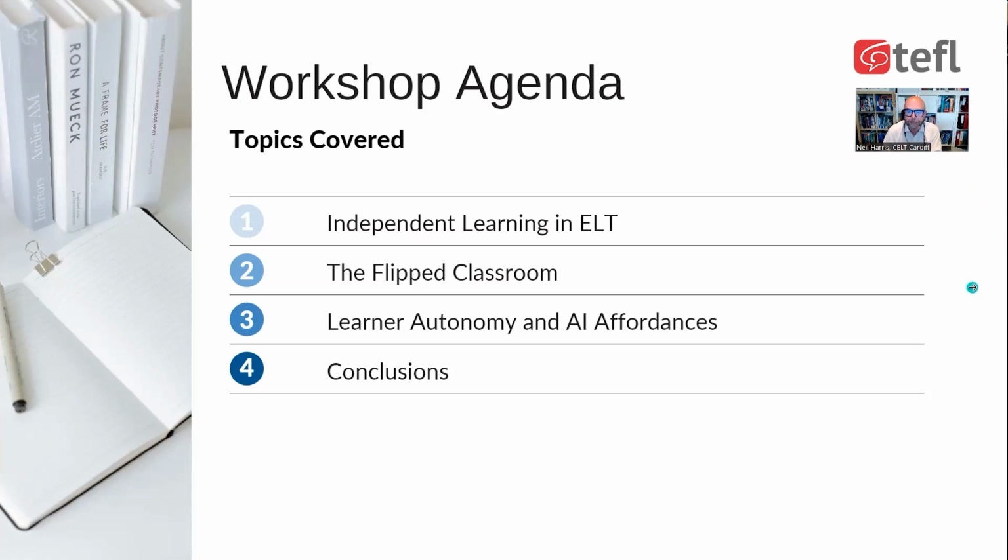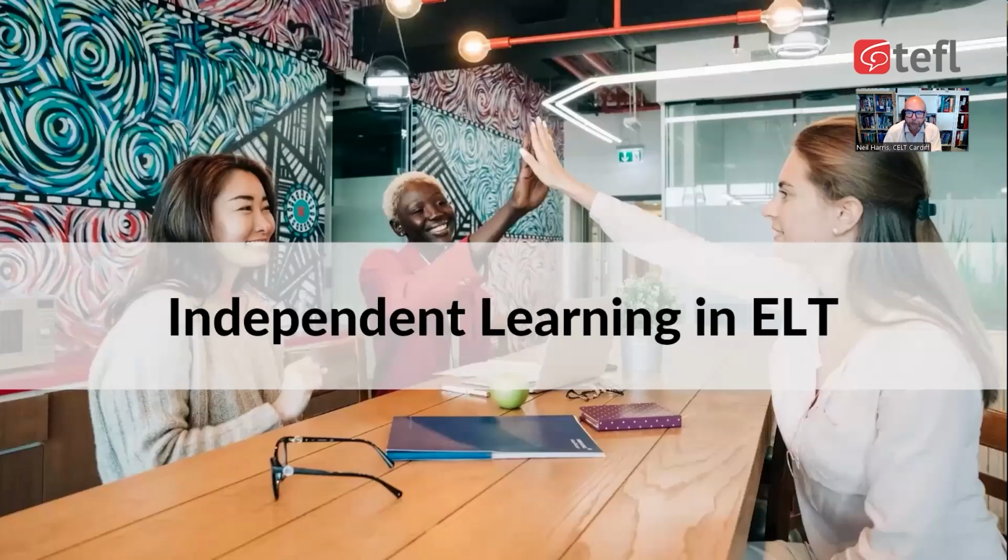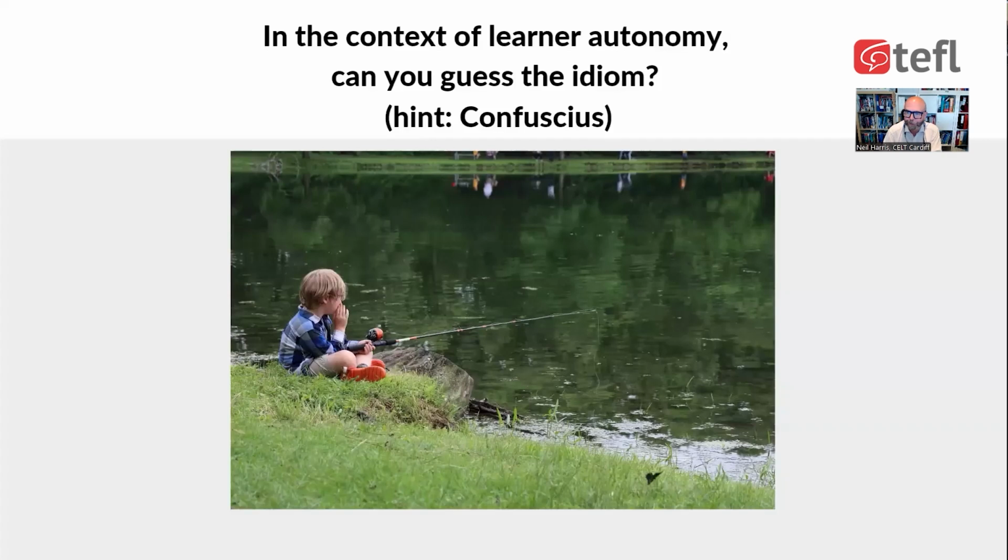So let's dive in and let's start by looking at this whole question of what actually do we mean by independent learning? Well, you've heard me talking about fish and horses, and let's go to that point straight away. So here we have a picture, and I'd like to ask you this question. In the context of learner autonomy, can you guess the phrase, the idiom?